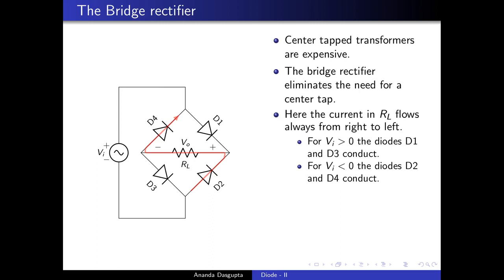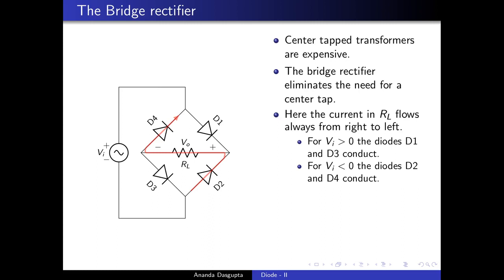Remember, the peak inverse voltage for the full wave rectifier happened to be twice Vp. So this peak inverse voltage is half of that. So in that sense, if we are looking specially for high voltage rectification, we don't really have to spend through the nose for very high peak inverse voltage diodes if we are using the bridge rectifier.